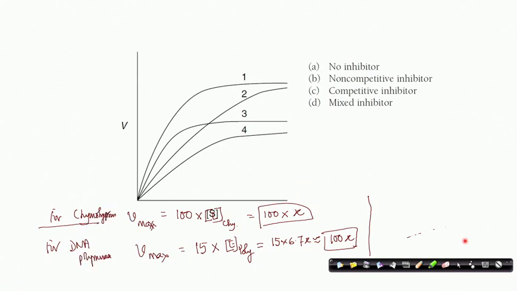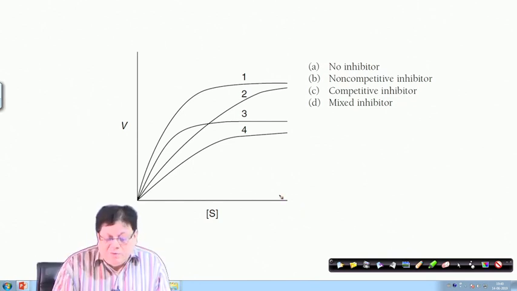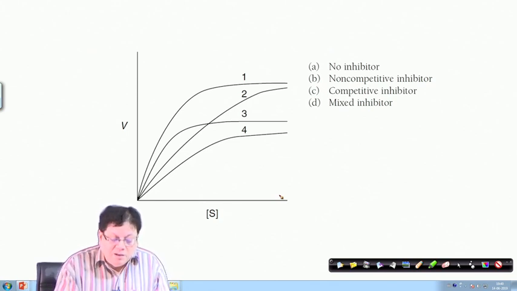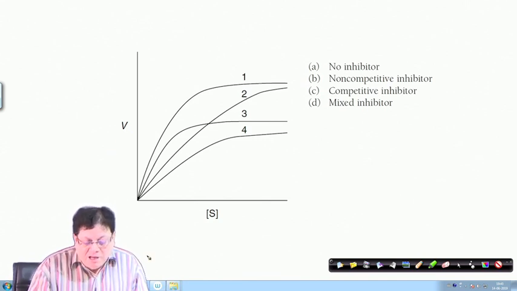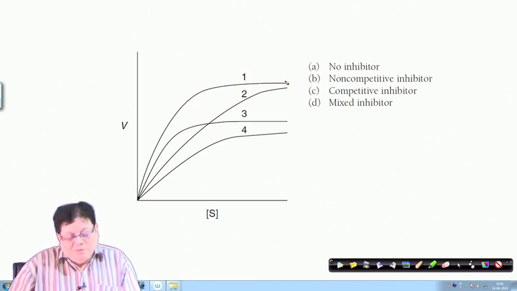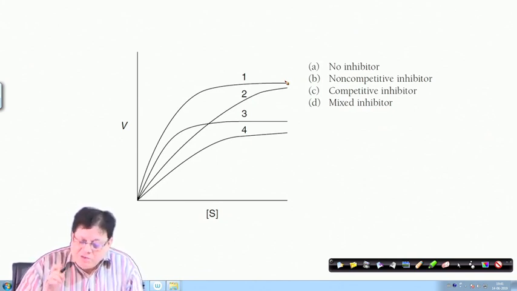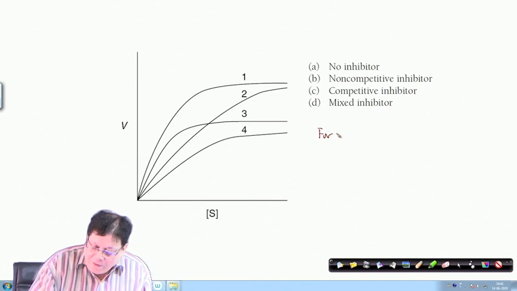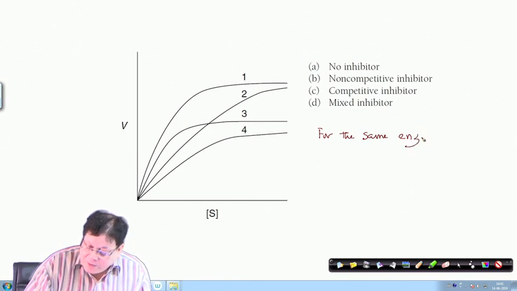Now, this is another problem. This is not a Lineweaver-Burk plot. This is the normal plot. If you plot from the Michaelis-Menten equation V versus S, you will get a curve like this, that goes up and finally reaches the saturation level. And there are 4 curves that are given here. This is for the same enzymatic reaction.